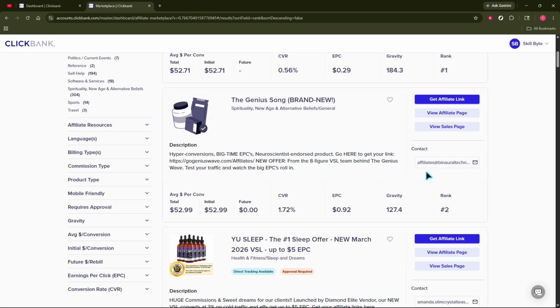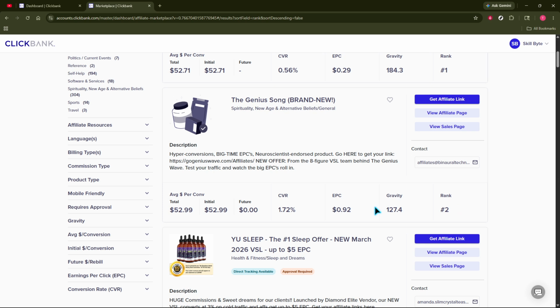Next, look at the average dollars per conversion, sometimes labeled EPC or average earnings. This tells you what affiliates are earning on average for each sale. Higher values point to better profit potential, especially if the funnel includes upsells or higher ticket items. It's a helpful way to judge whether a product might align with your traffic quality and promotional method.